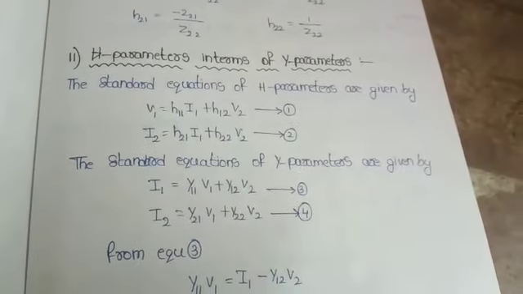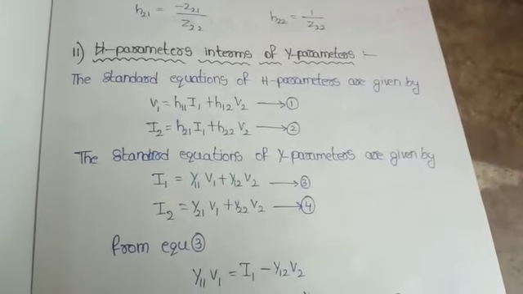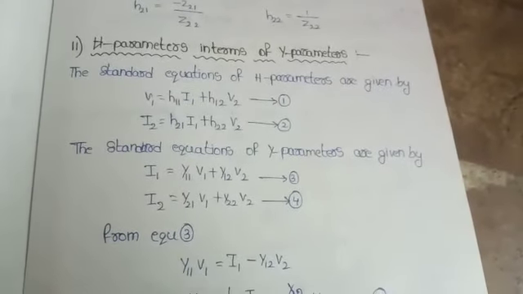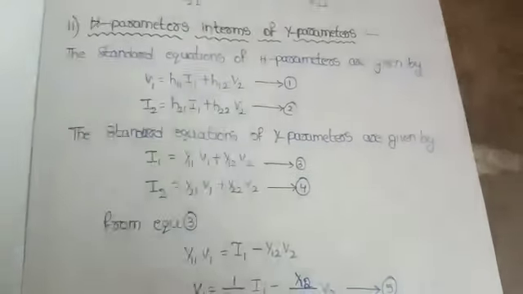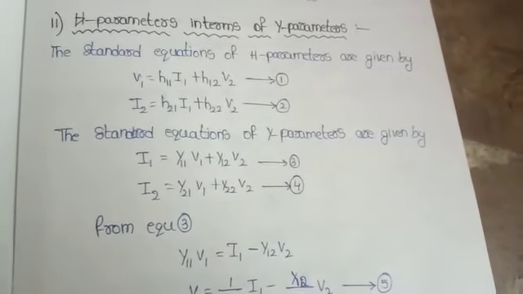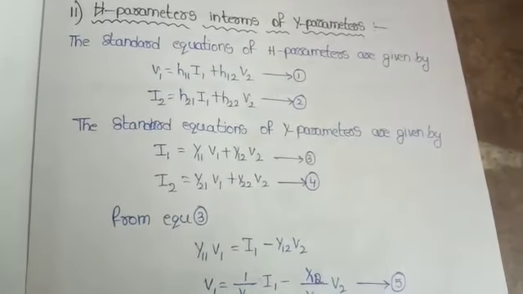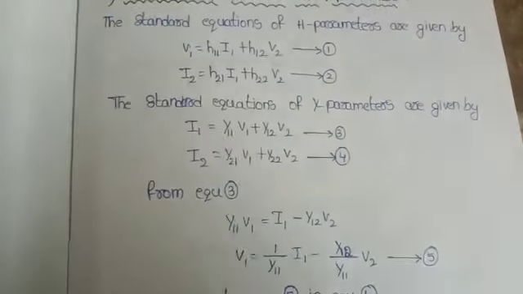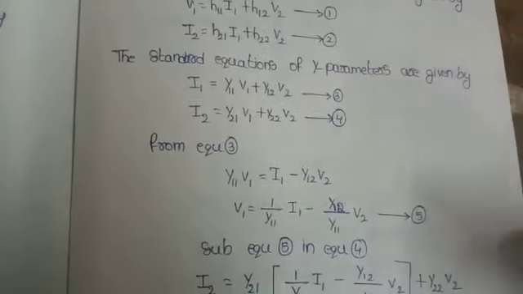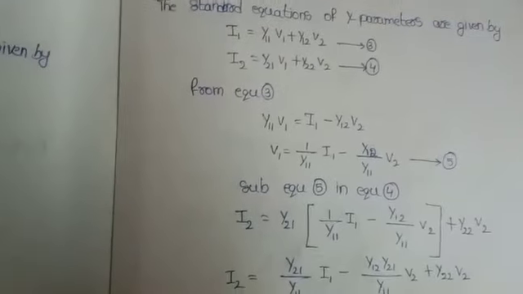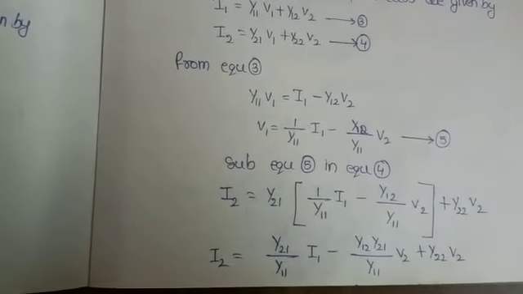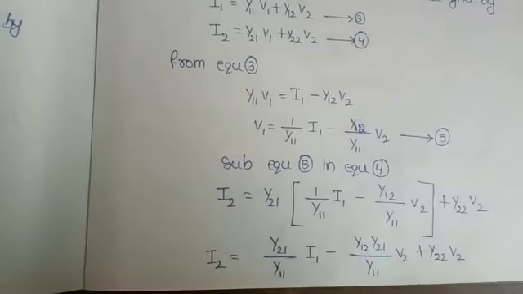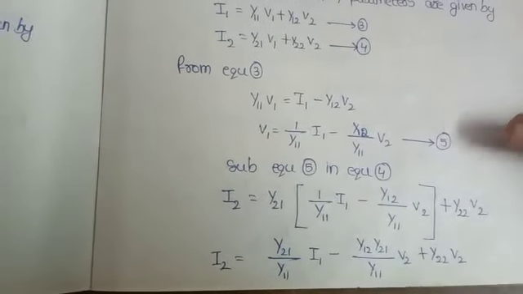The standard H parameters are given by V1 equal to H11 I1 plus H12 V2, I2 equal to H21 I1 plus H22 V2. The standard Y parameters are given by I1 equal to Y11 V1 plus Y12 V2, I2 equal to Y21 V1 plus Y22 V2. So substitute from equation 3: Y11 V1 equal to I1 minus Y12 V2. Therefore V1 equal to 1 by Y11 I1 minus Y12 by Y11 V2, termed as equation 5.